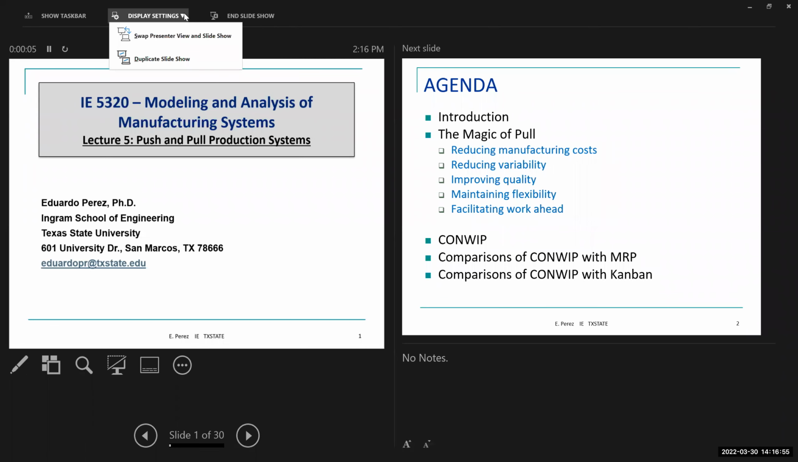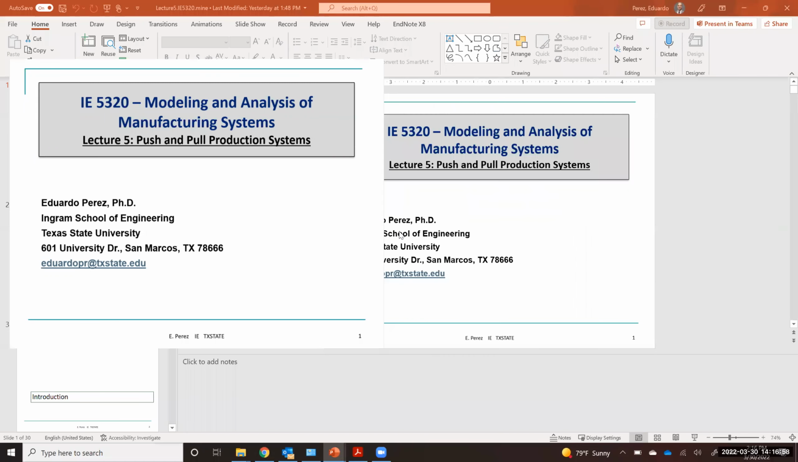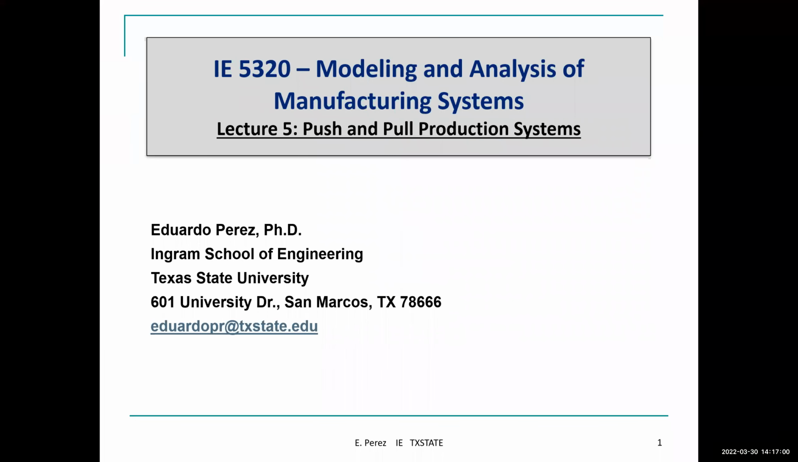So we go back to our theory. And today we're going to be talking about push and pull production systems and the difference between them. And how are they different? And what are the benefits of each one of them? And if there's a way for us to combine those two production systems into one that will take advantage of the benefits of each one of them.